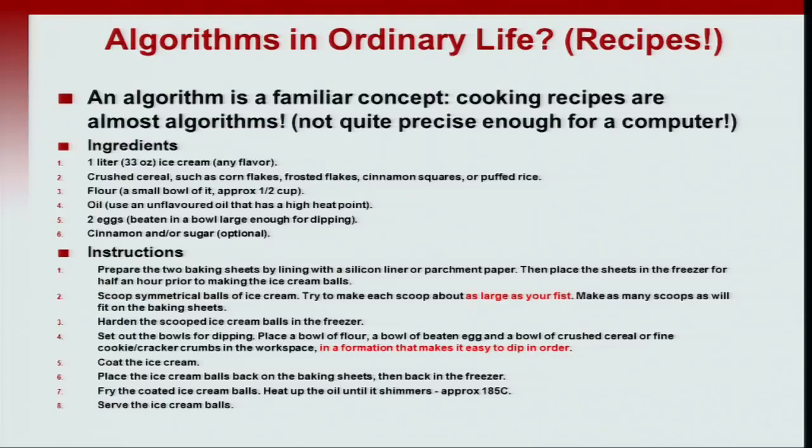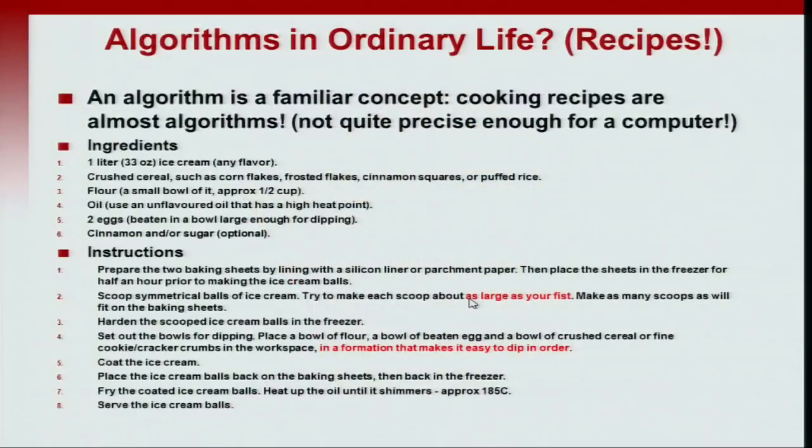Even so, you will see that certain recipes are fairly vague and other recipes are fairly detailed, and in any recipe you can see certain things which are vague and will cause confusion to most people. For example, here is a term which says try to make each scoop about as large as your fist. Now, that of course is a vague term, because my fist could be a different size than yours.